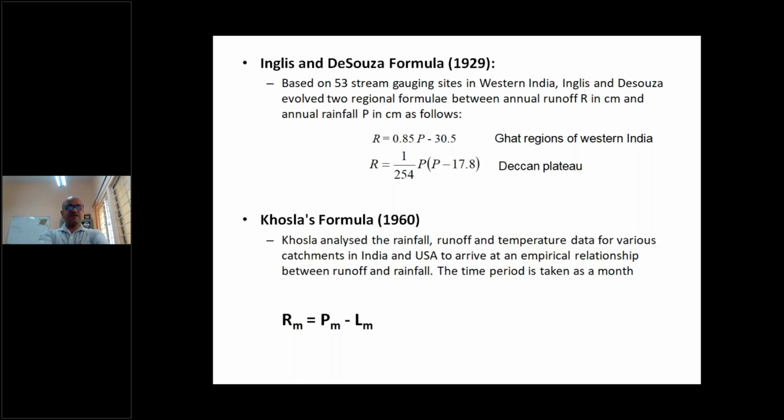Then you must have studied these two formulas, English and D'Souza's formula, and Khosla's formula. All of these were empirical in nature because these people used the observed data of input parameters and output parameters, which is basically runoff, and tried to generate a relationship between the rainfall, dominantly rainfall. Some of them tried to generate a relationship between rainfall, soil type, and season with the runoff.